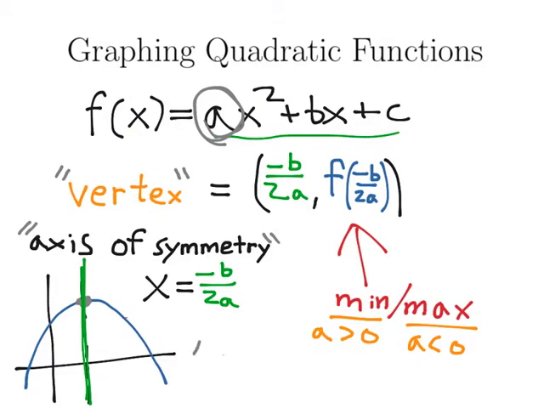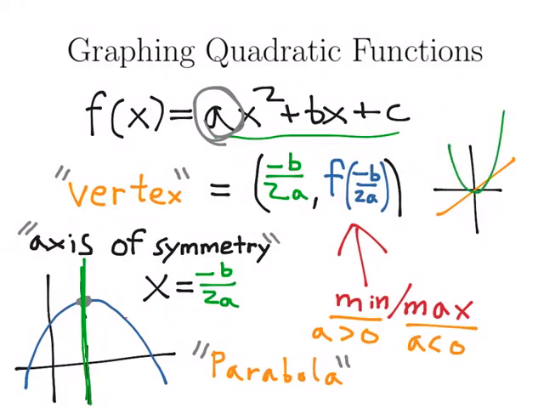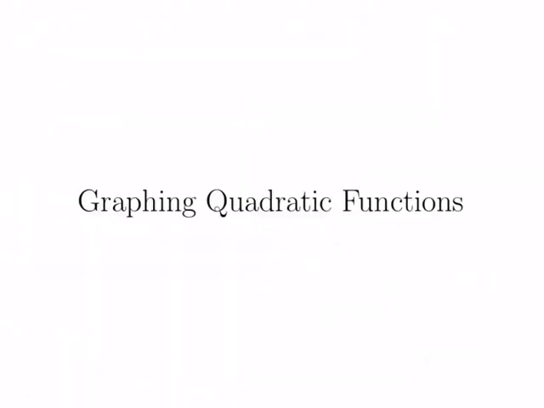I just said a word there, an important word. Parabola. A parabola is how we describe the shape of a quadratic function. While for a linear function, we had a line, for a quadratic function, we have a parabola. It's really just a word used to represent the shape of a quadratic function.